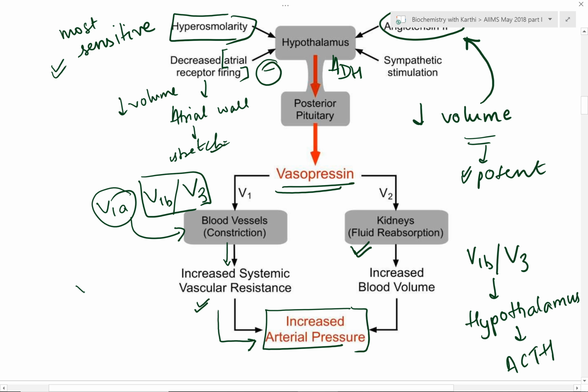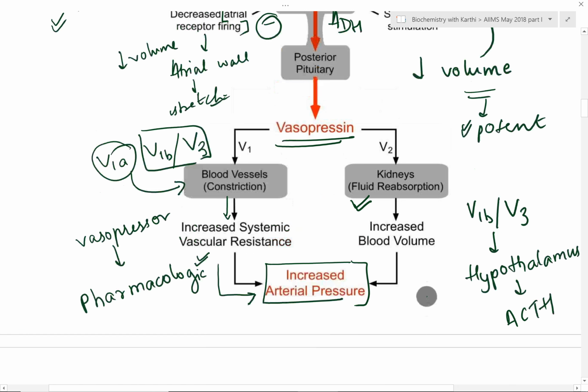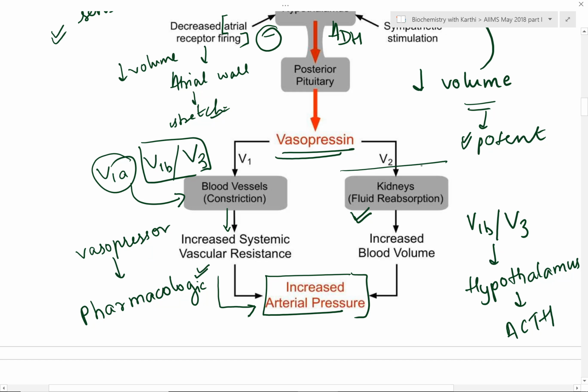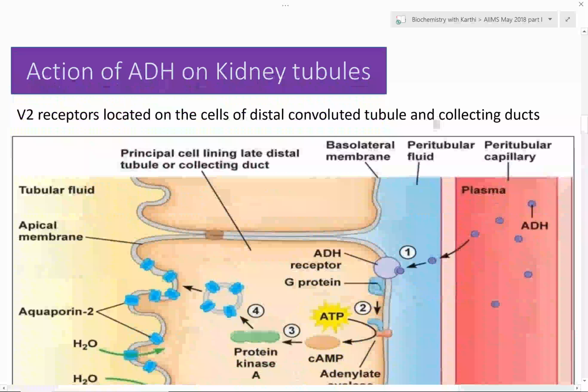Now the vasopressor effects of ADH stimulated by the V1a receptors are mostly seen in pharmacological settings. That is, in normal physiological settings, we do not see a very big effect of ADH on the blood vessels. The main physiological action of ADH is the action on kidneys, that is the solute-free water resorption, and this is what we'll study now. How does it act on the kidneys?